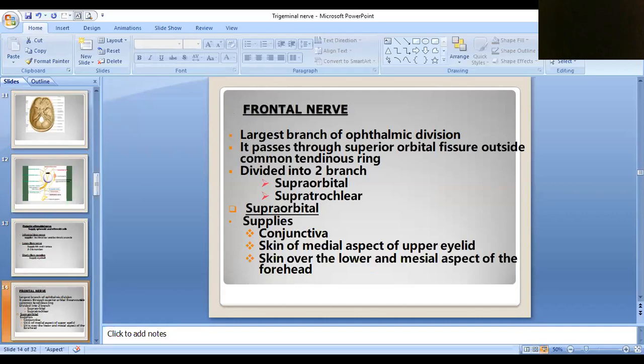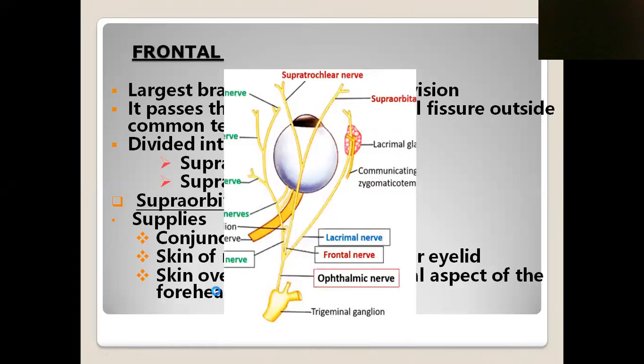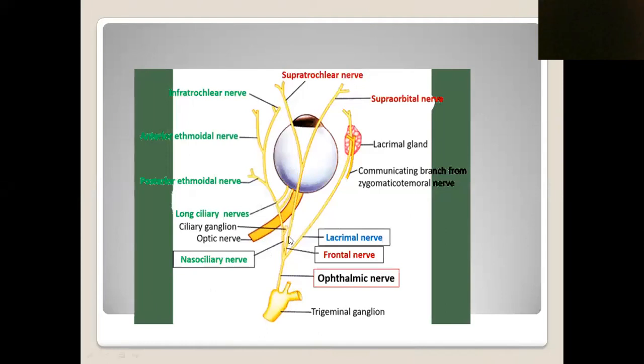So that point is clear. The frontal nerve reaches the orbit through the lateral part of the superior orbital fissure. First point. Inside the orbit, it divides into two branches: a supraorbital branch and a supratrochlear branch. Supraorbital nerve supplies the conjunctiva, skin of the medial aspect of the upper eyelid, then skin over the lower and medial aspect of the forehead. This nerve lies above the eyeball and divides into two branches.